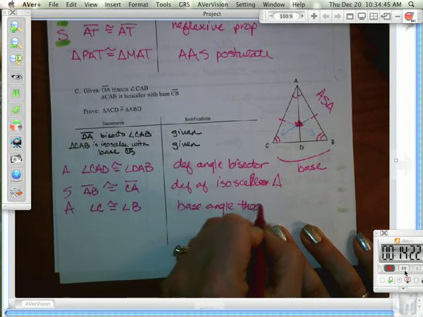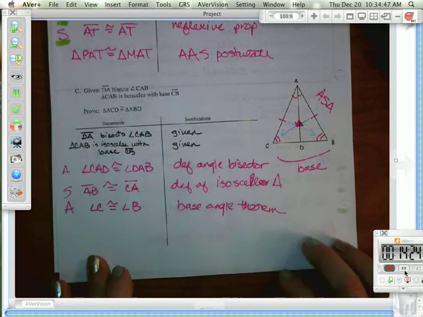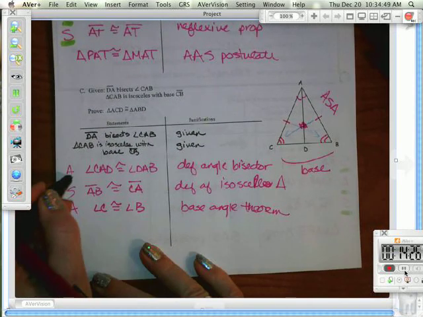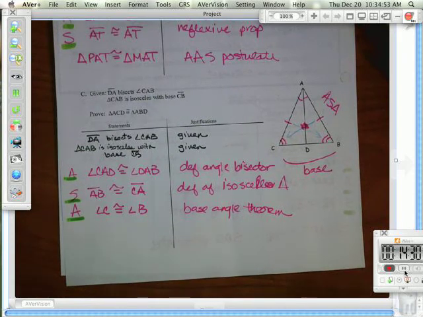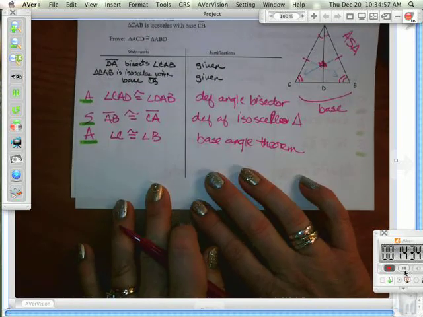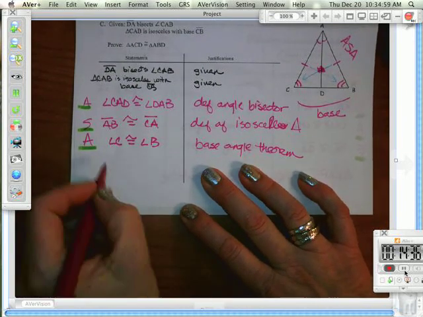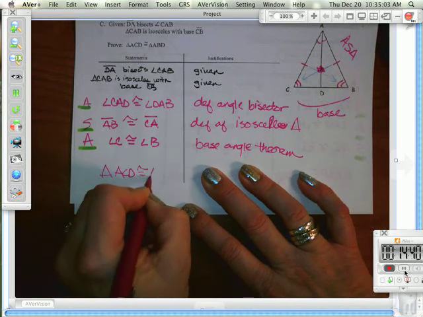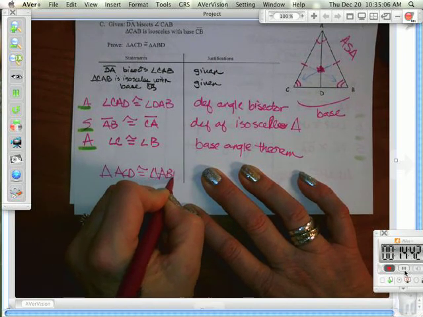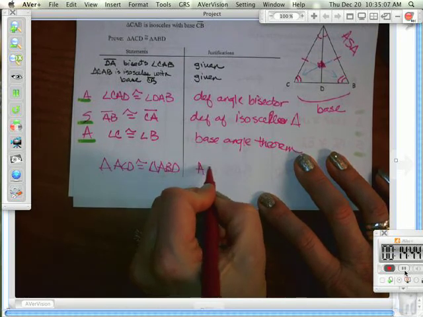Are you writing? Okay. So I proved my angle, my side, and my angle. The last thing I have to do is make my statement. So I'm going to say triangle ACD is congruent to triangle ABD based on the ASA postulate.